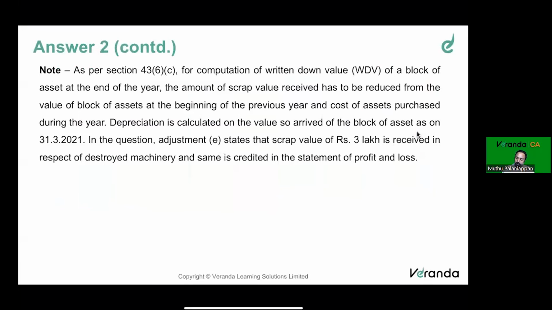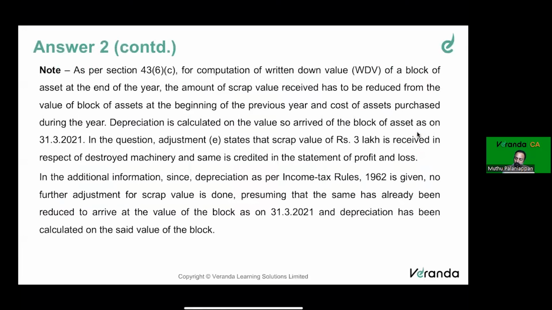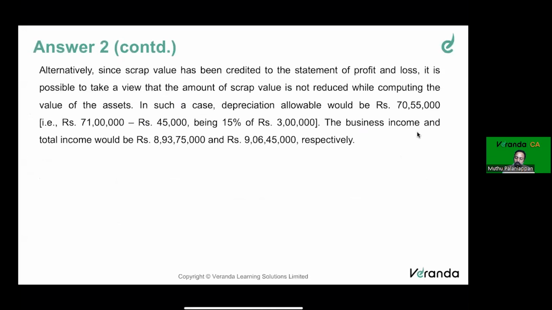So we assume that the scrap value has already been adjusted in the WDV. That's why we have not continued, presuming that the same has already been reduced in the value. We need to convey this as a fact. As we said, we can also take another view, but in an examination, we do not write both views. We can take a view and clearly specify it. In case you are taking the alternate view, where the question says 15% of 3 lakh has to be adjusted to the depreciation, your depreciation will not be 71 lakhs. It will be 71 lakhs minus 45,000 as your actual depreciation.